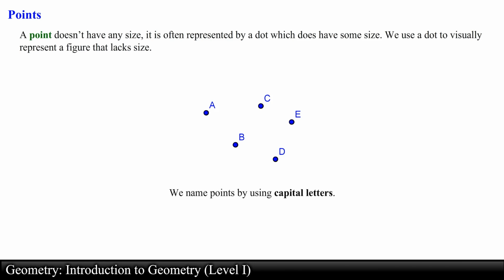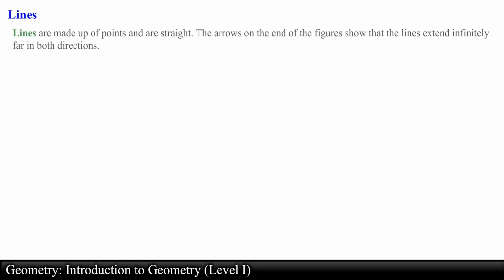All geometric figures consist of points. Another familiar geometric figure is called a line. Lines are made up of points and are straight. The arrows on the end of the figures show that the line extends infinitely far in both directions. They extend forever and ever. Although a picture of a line has some thickness, the line itself has no measurable thickness, so keep that in mind. Unless it is explicitly stated, lines have no thickness. The following figures are examples of lines.